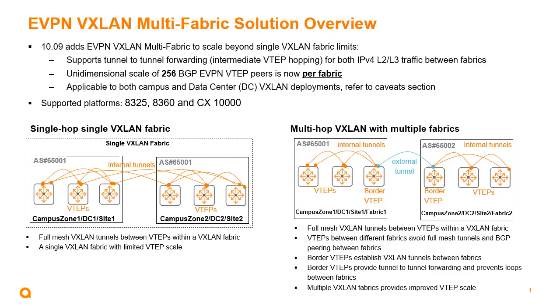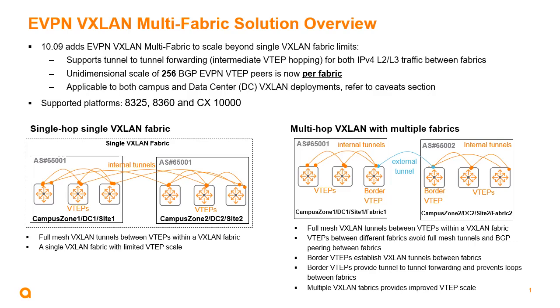That means you could have a large campus that's split into 2 zones, and each campus zone, or each data center or each site, is considered its own fabric. I have a fabric 1 on the left, fabric 2 on the right, and they're interconnected only at the border VTEPs with an external tunnel. You can see it's still full mesh within that one fabric, but between the fabrics, we have a single tunnel connecting them together via the VTEPs.